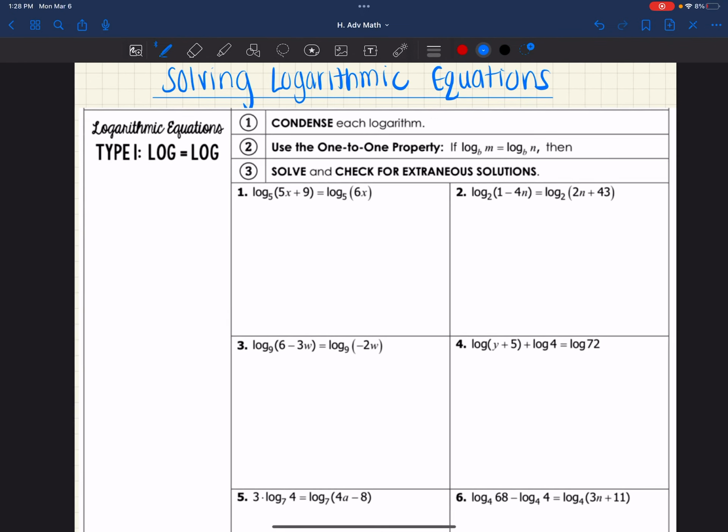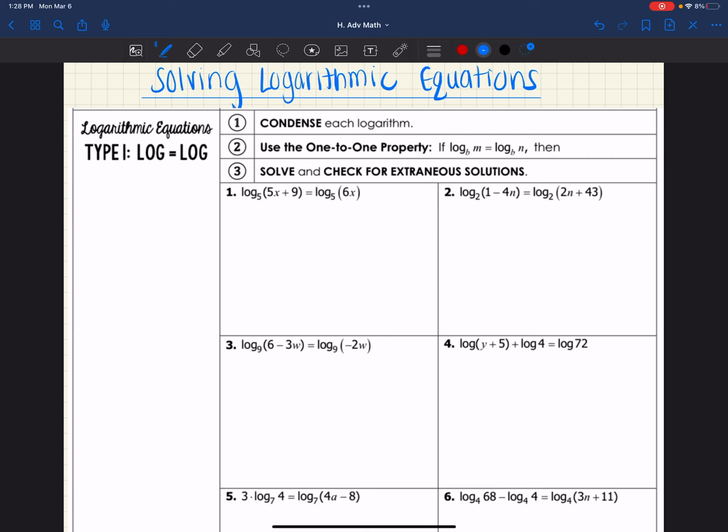Hey everyone, so the title for today's notes is solving logarithmic equations.